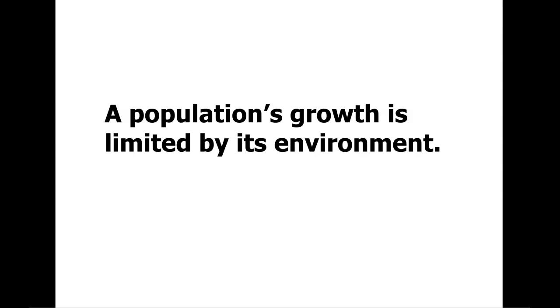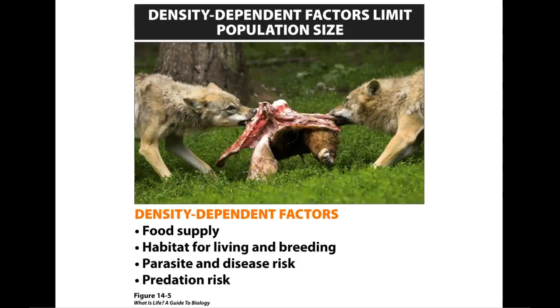So a population's growth is going to be limited by its environment. Two main factors will limit that. First, we have density-dependent factors, which are limitations on a population's growth as a consequence of the population's density. Population density is the number of individuals in a population in a given area. So we have 4 different types of limitations there.